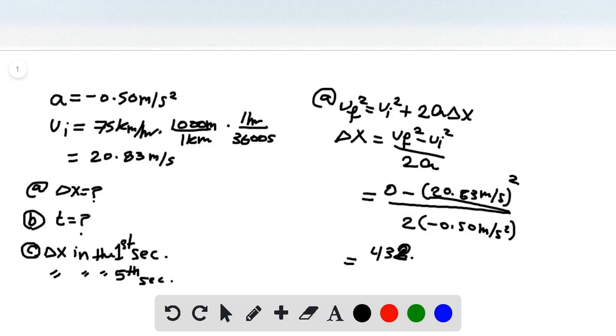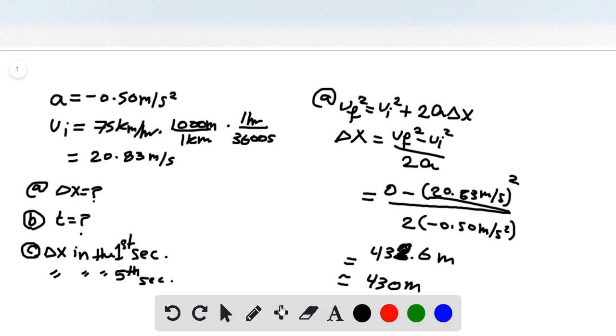442.6 meters. And because we have two significant figures in our question, our answer cannot exceed two significant figures, so it's going to be 430 meters. This is for part A.